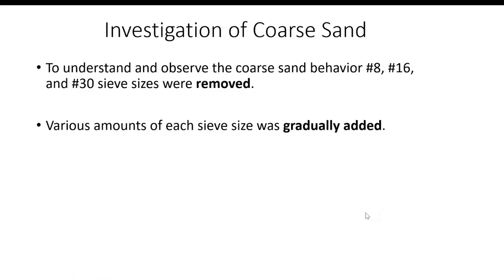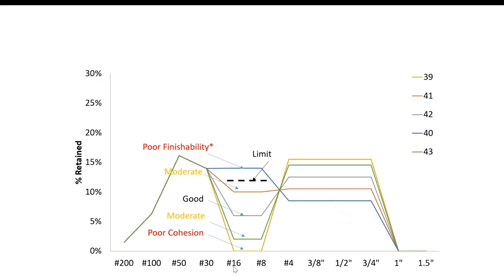So we said, okay, we're going to sieve our sand. I'm not saying we should do this in real life. We did this as an academic exercise to learn. So we're going to sieve out the sand and add it back in gradual amounts so we can see what goes on. We're basically going to do the same teeter-tottering thing I showed you before. If we have too little of this sand, it was poor. If we got in the middle, it was good. If we got too high, it was bad.